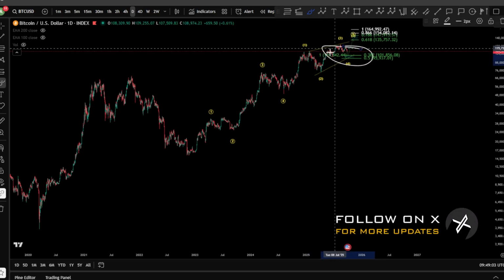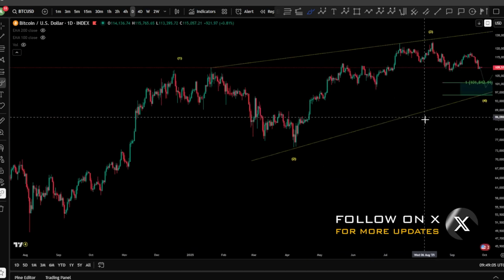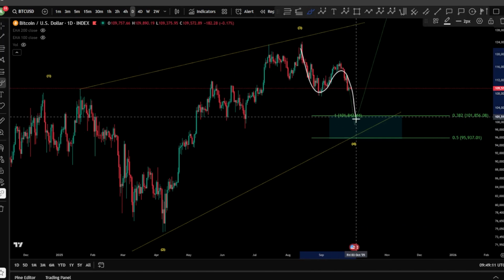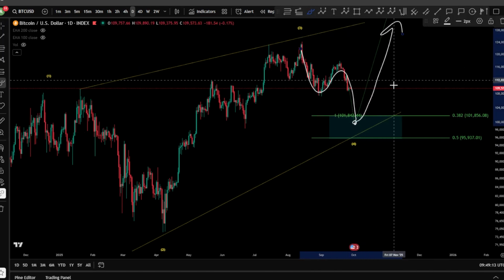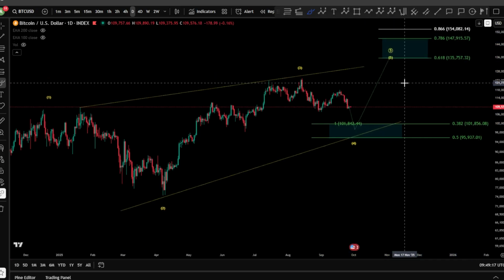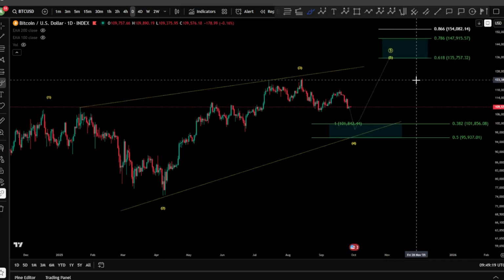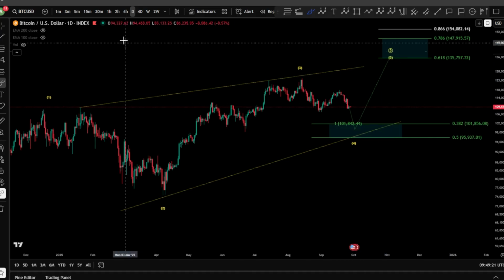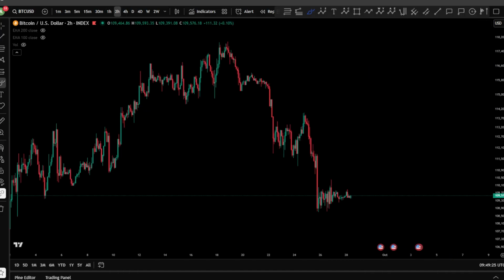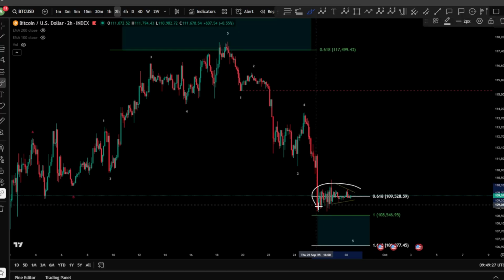The ending diagonal wave 4 has to hit the perfect fib levels for a wave 4, the 0.38 and 0.5 fib levels, meaning ABC as a 1-to-1 fib level, and then moving for a final wave 5, which might reach 135 or 145K.